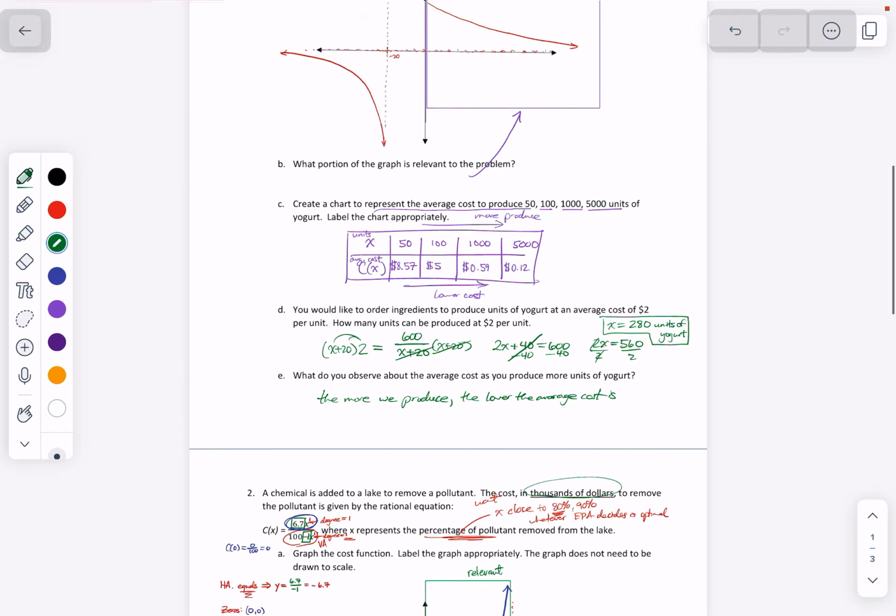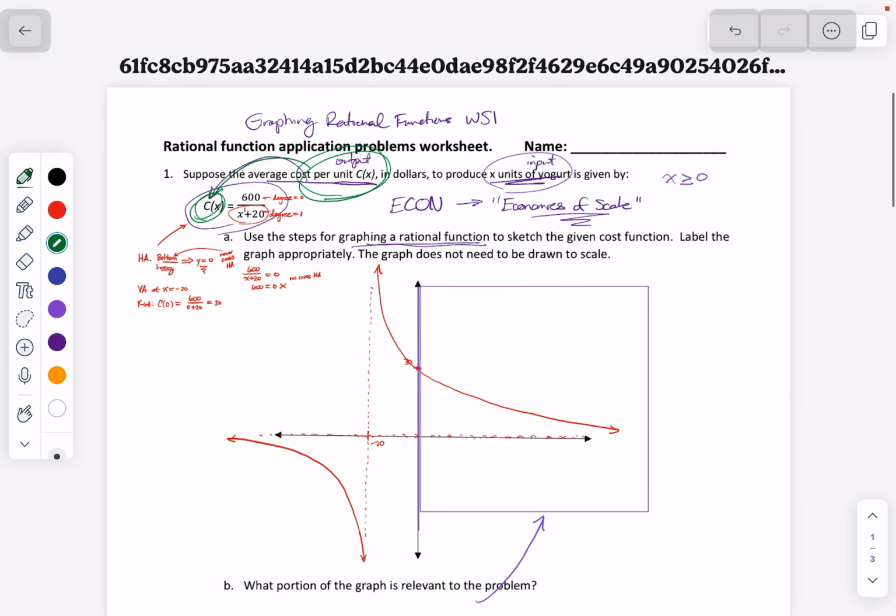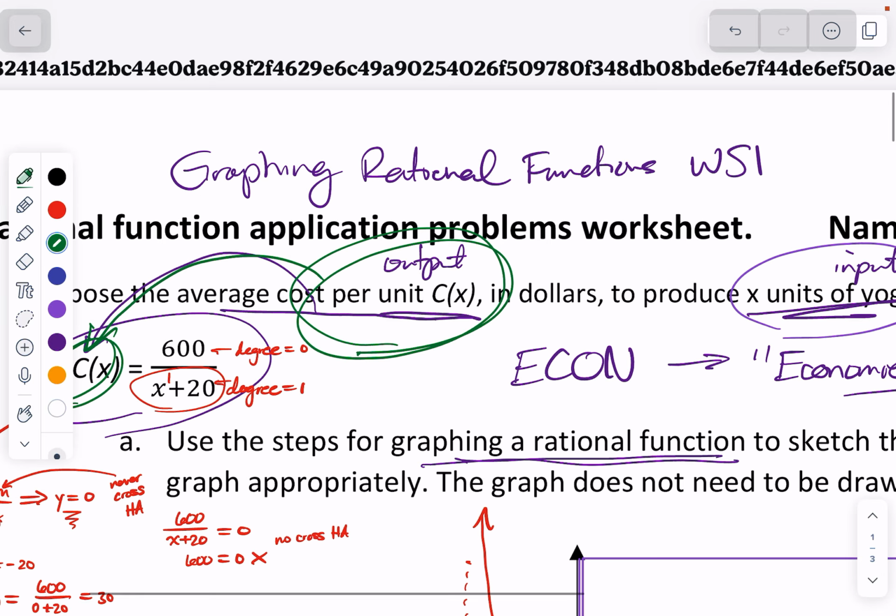But just make sure, as far as action items today, do that graphing rational functions worksheet 1. Make sure to turn it in by the end of tonight, or tonight, yeah, Wednesday.